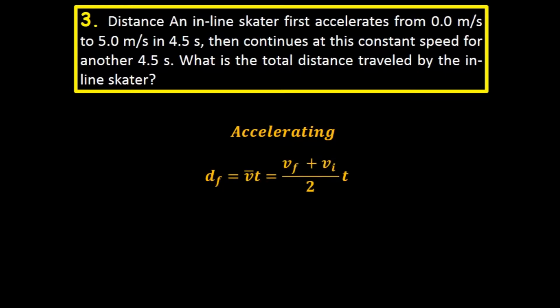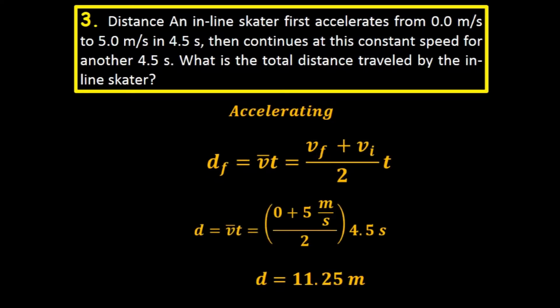The accelerating distance is going to be the average velocity times time. Remember that average velocity is the final and initial velocity divided by 2. So that comes out to 11.25 meters.